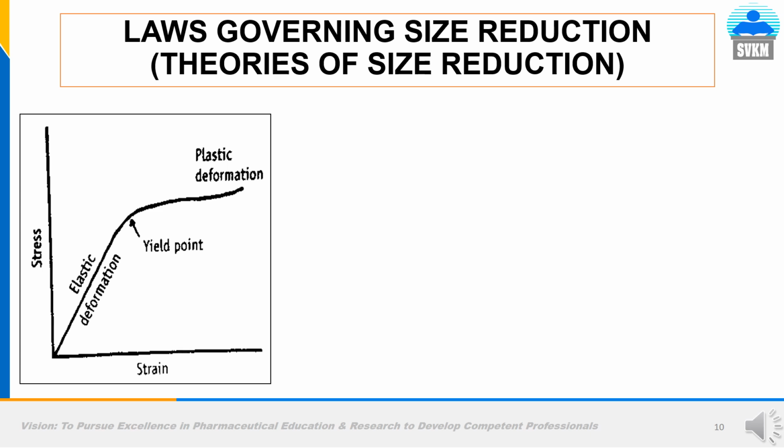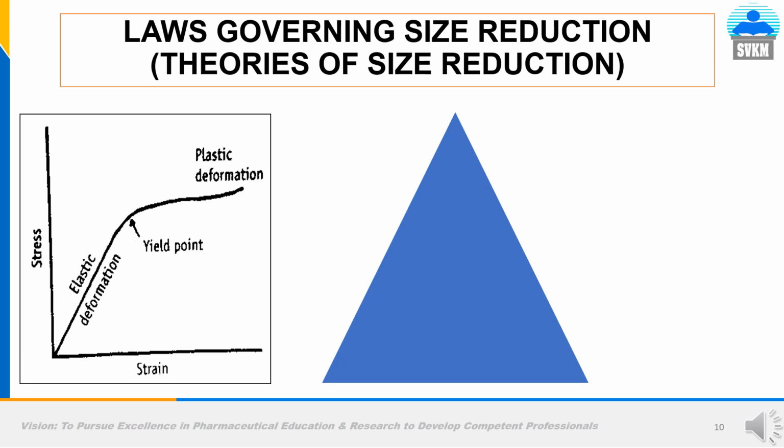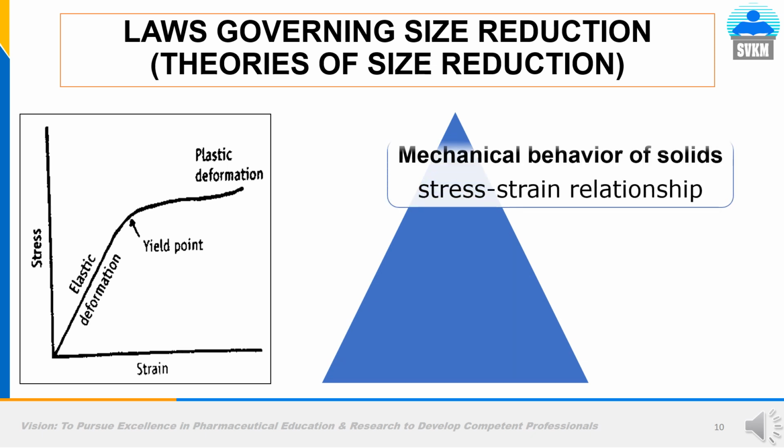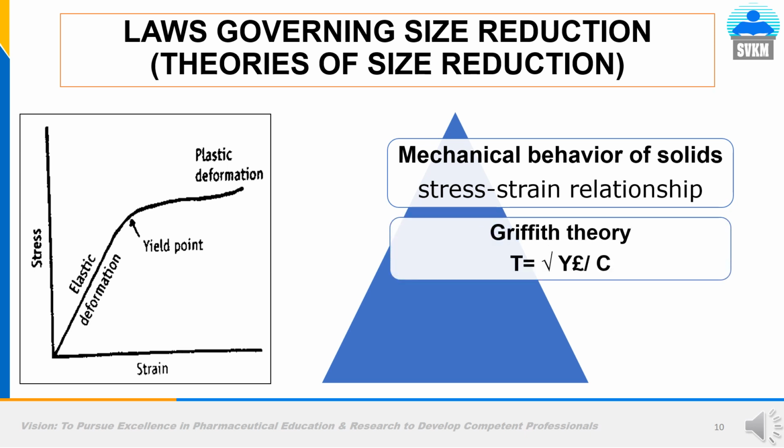If the force of impact, that is stress, does not exceed the elastic limit, the material is reversibly deformed. When the force is removed, the particles return to their original condition. The elastic limit is called the yield value. There are different theories of size reduction.